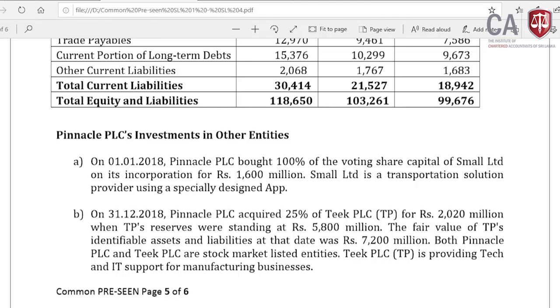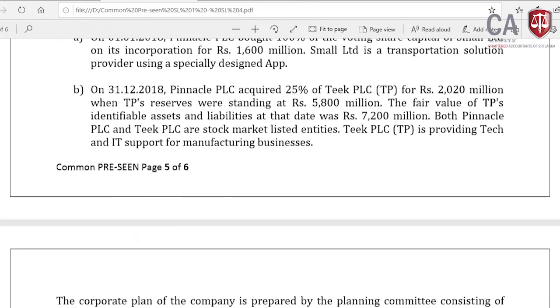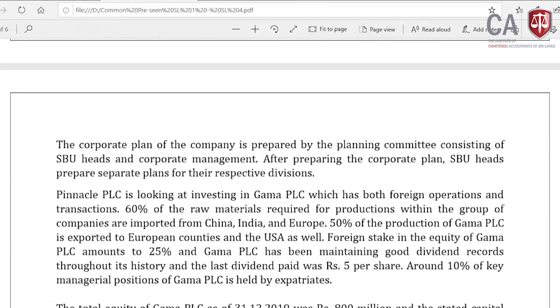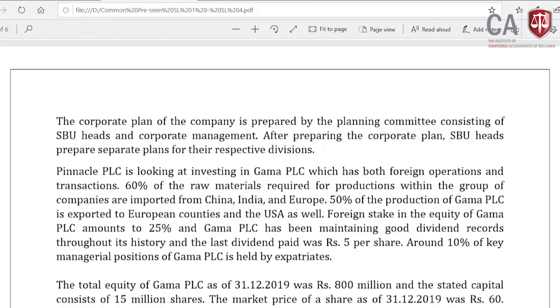Teak PLC is providing tech and IT support for manufacturing businesses. The corporate plan of the company is prepared by the planning committee consisting of SBU heads and corporate management. After preparing the corporate plan, SBU heads prepare separate plans for their respective divisions.